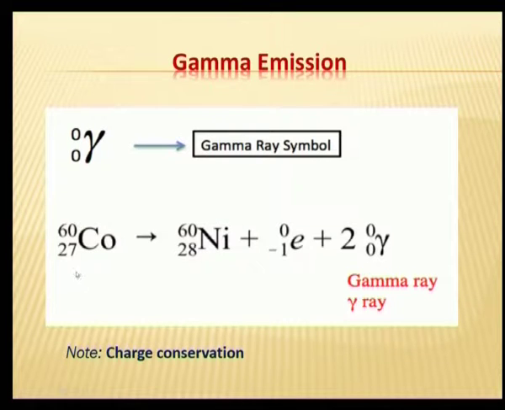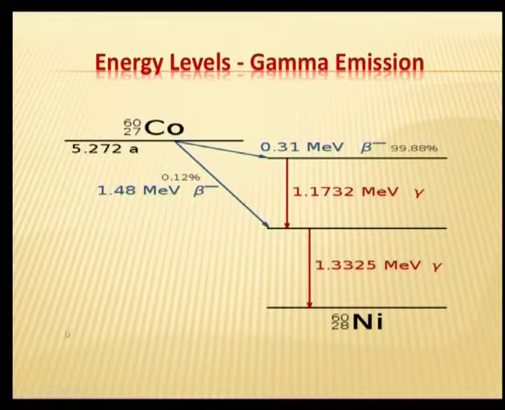Now, what about charge? You have 27 here, and charge also is to be conserved. I have written charge conservation. 27 here, you have 28 here and minus 1 here. Because it is 28 and minus 1, the charge is conserved. The mass number should be conserved, the charge should be conserved, all the conservation laws should be obeyed in nuclear reactions. These are the energy levels of the nuclei of cobalt and nickel.